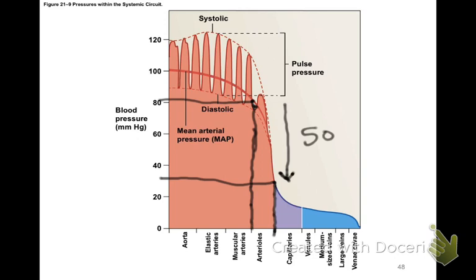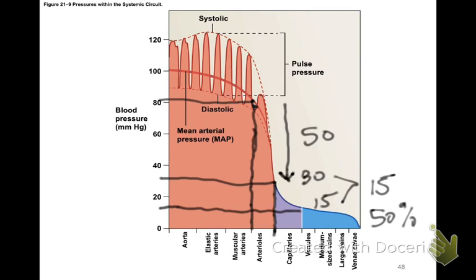Now, from the beginning of the capillary to the end of the capillary, that's going to drop from about 30 to about 15. And that's a drop of only 15 millimeters of mercury, but it's still a 50% drop. Now, this drop from 80 down to 40 is a drop of 50. That's a drop of more than 50%. So the greatest drop in pressure is in the arterioles. And for that reason, we call them the resistance vessels. The resistance goes way up.